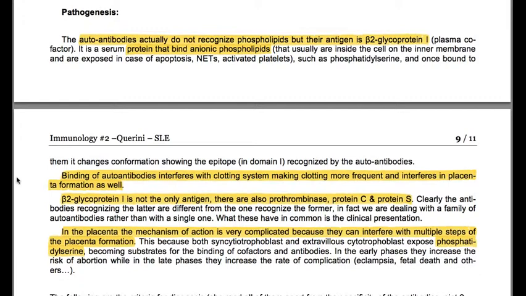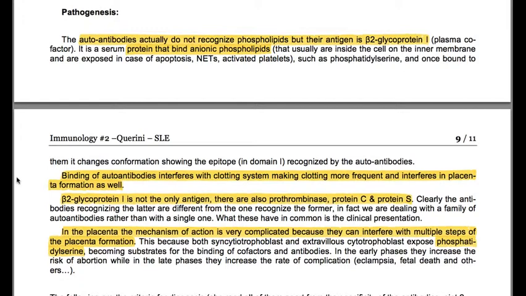The pathogenesis. The autoantibodies actually do not recognize phospholipids, but their antigen is beta-2-glycoprotein 1, which is a plasma cofactor. It's a serum protein that binds anionic phospholipids that usually are inside the cell on the inner membrane and are exposed in case of apoptosis or activated platelets, such as phosphatidylserine, and once bound to them it changes conformation, showing the epitope, domain 1, recognized by the autoantibodies. Binding of autoantibodies interferes with clotting system, making clotting more frequent, and interferes in placenta formation as well.